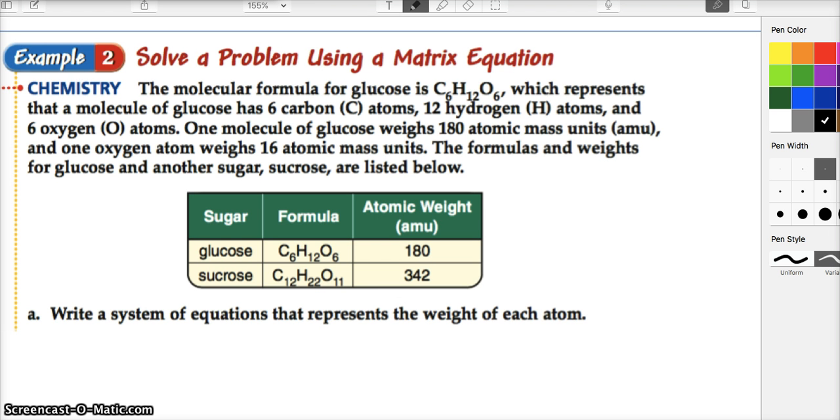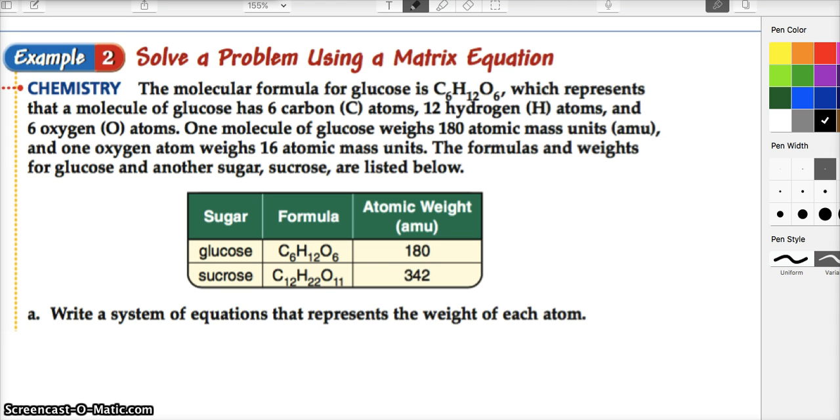This next example, though a little bit more involved, is really going to be just as simple as the last one ultimately. In chemistry, the molecular formula for glucose is C6H12O6, which represents that a molecule of glucose has 6 carbon atoms, 12 hydrogen atoms, and 6 oxygen atoms. One molecule of glucose weighs 180 atomic mass units, or AMUs, and one oxygen atom weighs 16 atomic mass units. The formula and weights for glucose and another sugar, sucrose, are listed below.